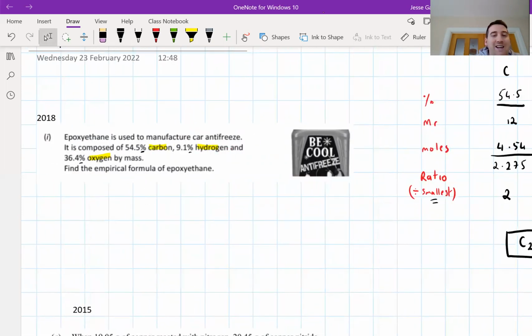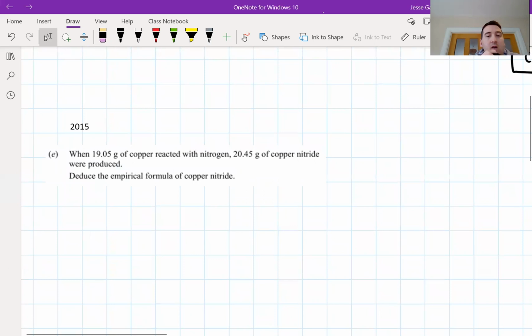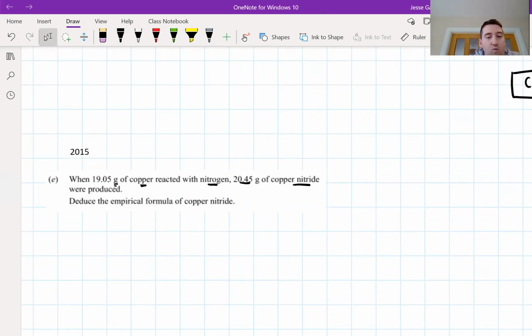Right, that was 2018. 2015, this one came up. It says when 19.05 grams, so this time we're given grams, of copper reacted with nitrogen, 20.4 grams of copper nitride were produced. Right, so if you know how to then deduce the empirical formula, I'm going to go ahead, pause the video and have a go with it. So you have a chance to have a go with it.